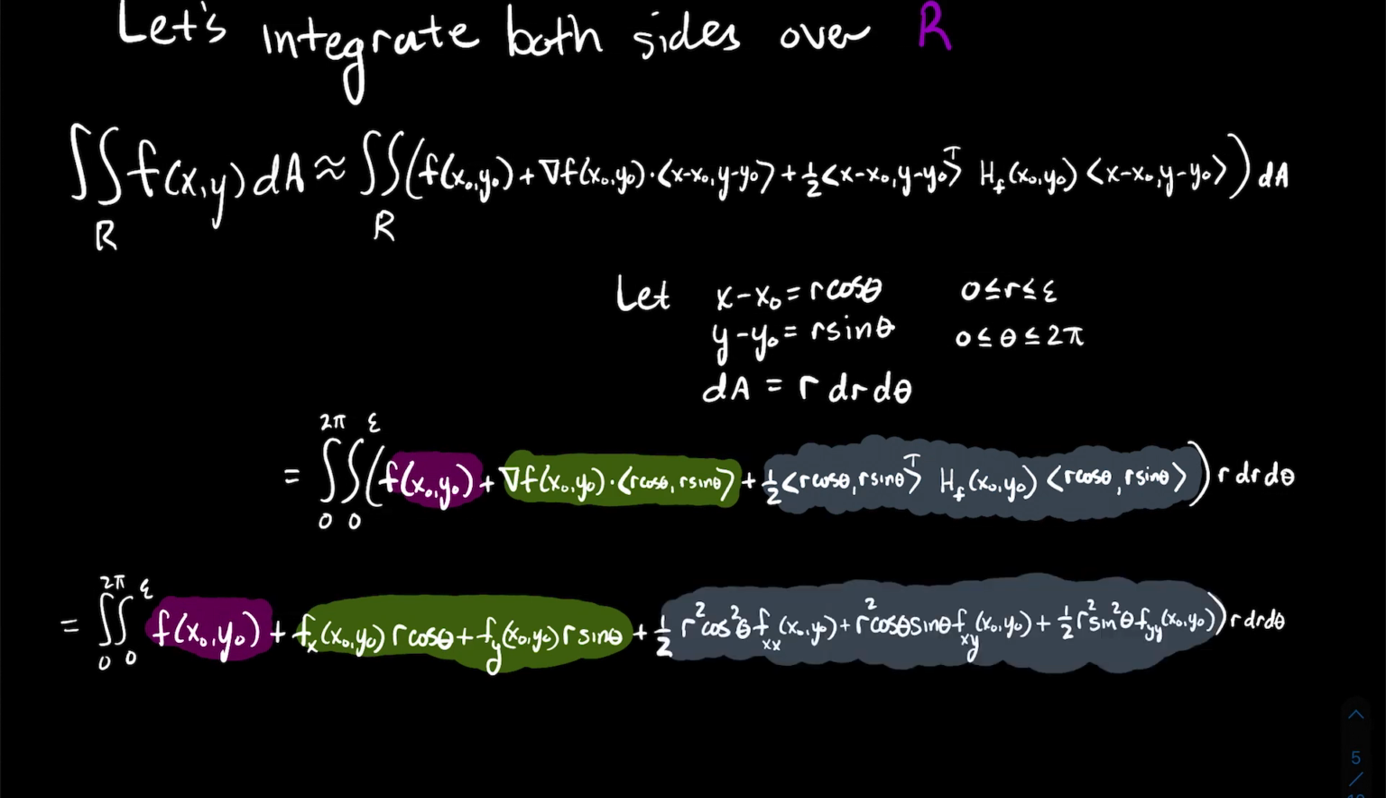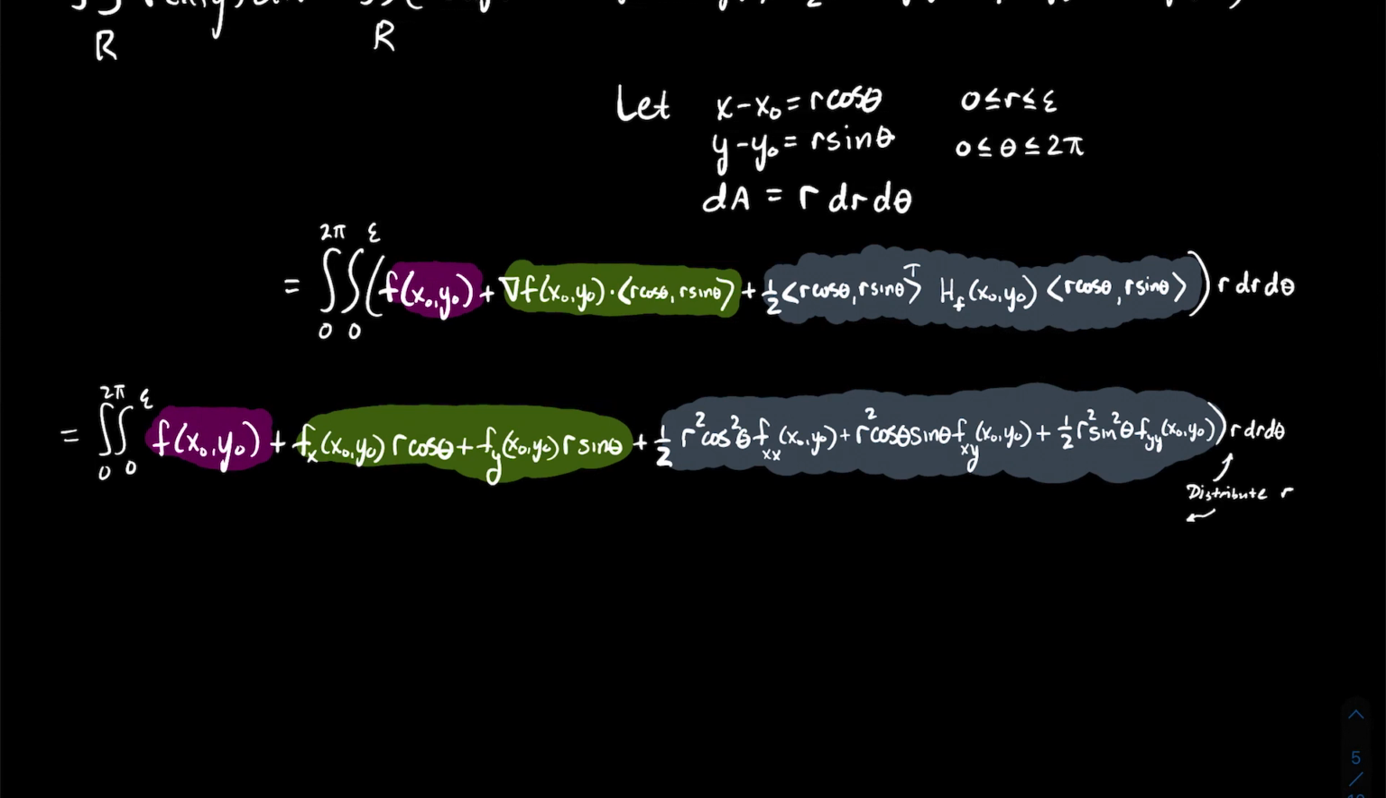And when you do that and the dust settles, you should get the following expression here, where you have 1/2 r squared cosine squared theta times the second partial with respect to x of your function, plus r squared cosine theta sine theta times the mixed partial xy. And then you might wonder, where'd the half go? Well, there's two of those functions. Remember, fxy is the same thing as fyx, so the 2 and the half cancel. And anyway, at the very end, you get 1/2 r squared sine squared theta times the second partial with respect to y of your function.